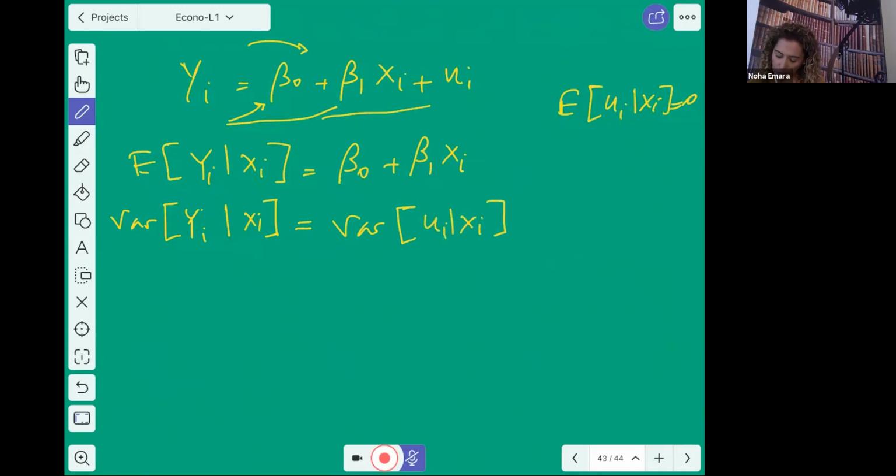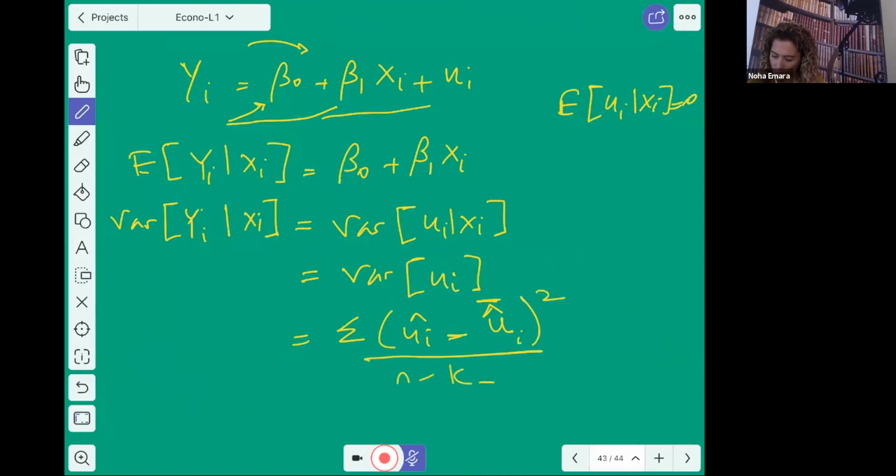Based on the OLS assumption, there is no connection between the error and the x, so I can always write it as just the variance of ui. And what is the variance of ui? You can open the ui up, right? The variance of ui is equal to the sum of ui hat minus the average of ui hat bar, squared, over n minus k minus 1.